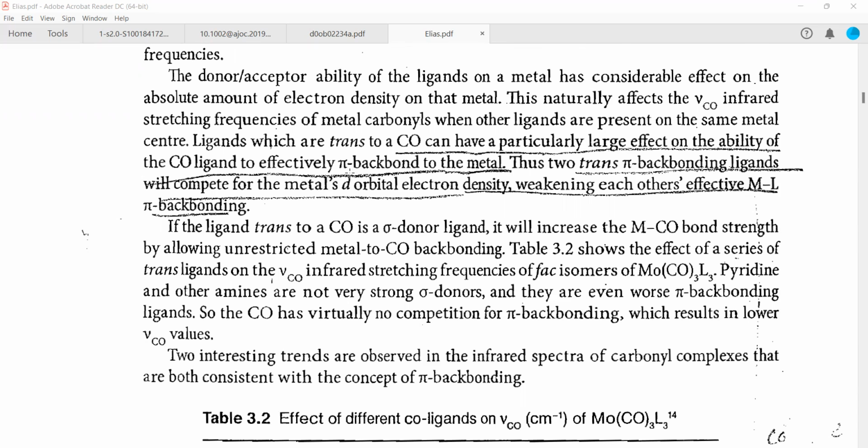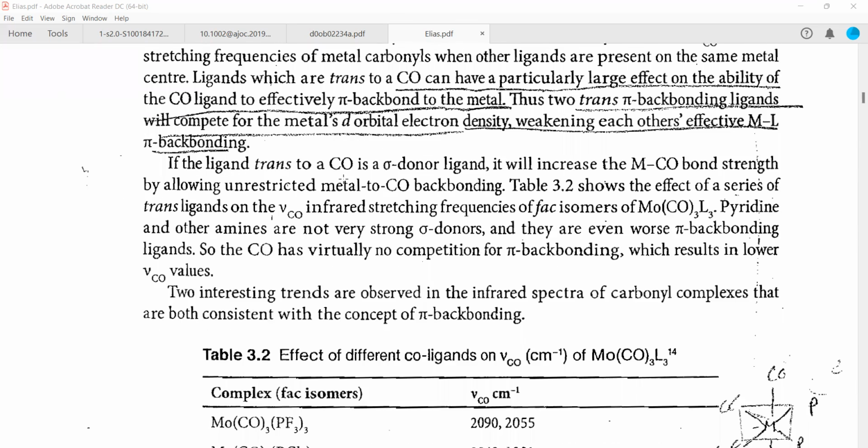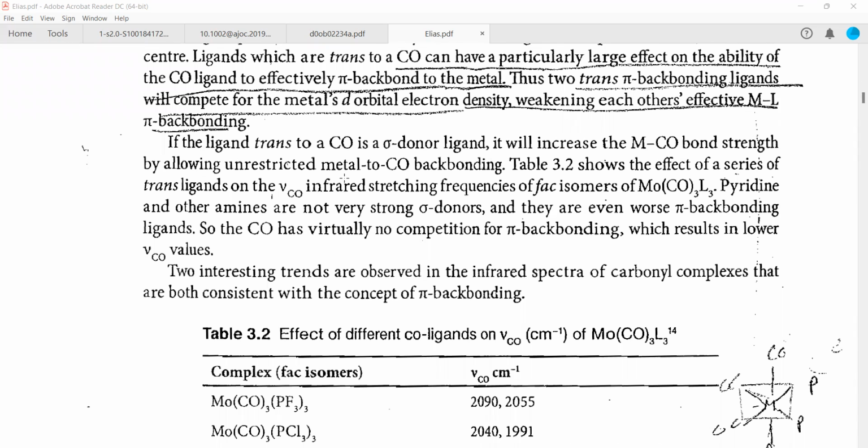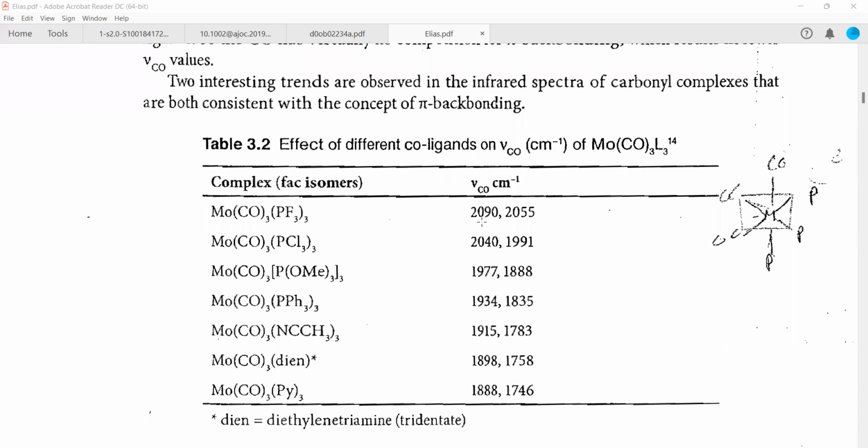Now, table 3.2 shows the effect of a series of trans ligands on the metal carbonyl infrared stretching frequencies of the fac isomers of molybdenum tricarbonyl with ligand 3. Pyridine and other amines are not very strong pi donors, and they are even worse pi back bonding ligands. So the carbonyl has virtually no competition for the pi bonding, which means it is back donating quite a lot. The pi back donation between the metal and the carbonyl is quite high, and that is why the stretching frequency of the carbonyl will decrease for such ligands. You can see, right?